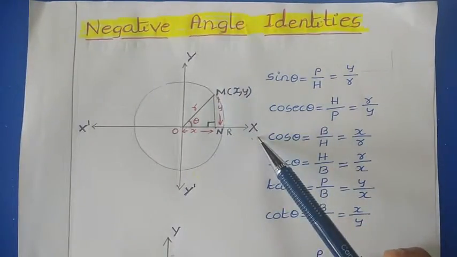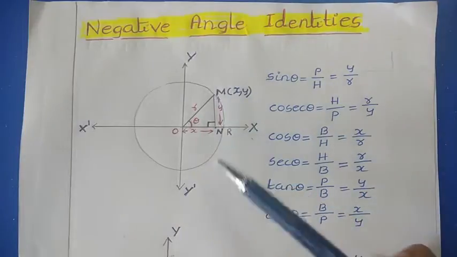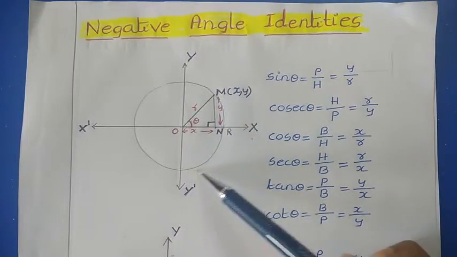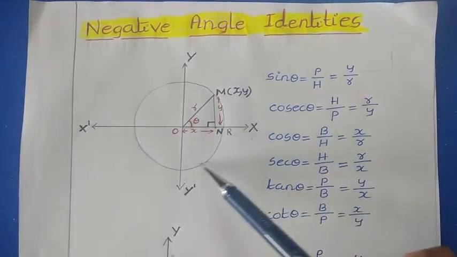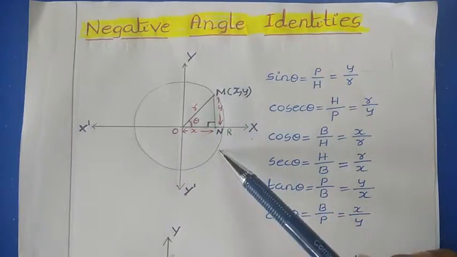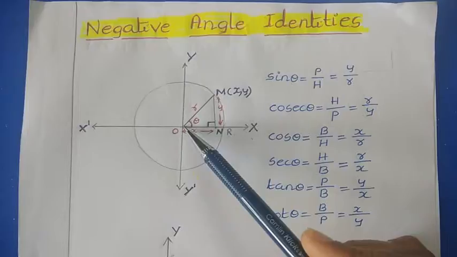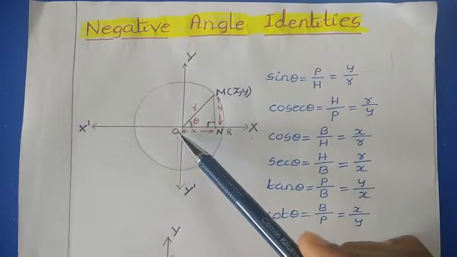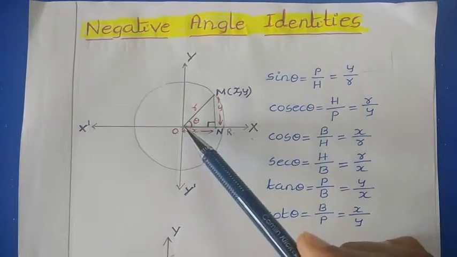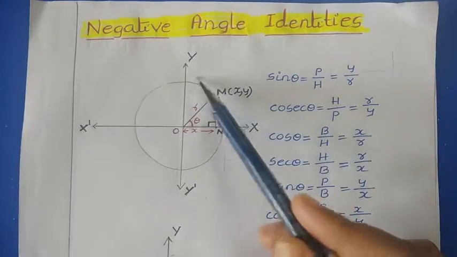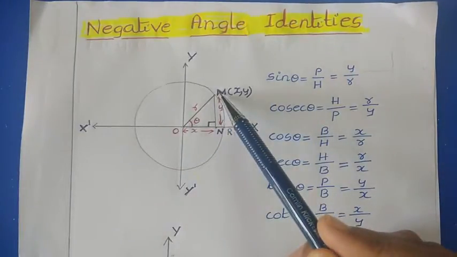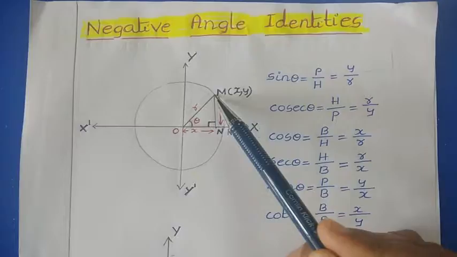So here we have x, x dash, y, y dash. Now again you consider a circle on this coordinate axis. And let us say that this O is the origin of the circle, and here we have a fixed line OR. This fixed line is moving on the circle and at some point it produces an angle theta.